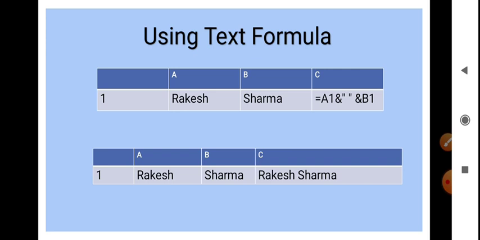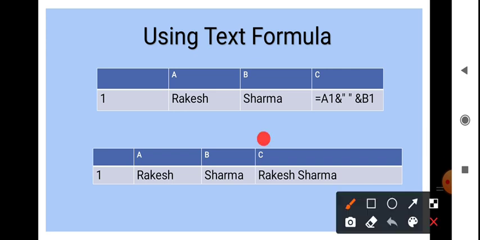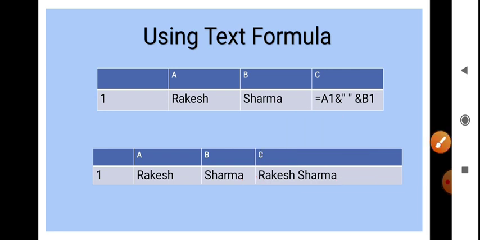In the second one you can see Rakesh Sharma. Suppose you are writing your name and surname in two separate cells, and you want to write them together. You can use this formula and make your name and surname appear in one single cell. Correct? Understood? Yes.